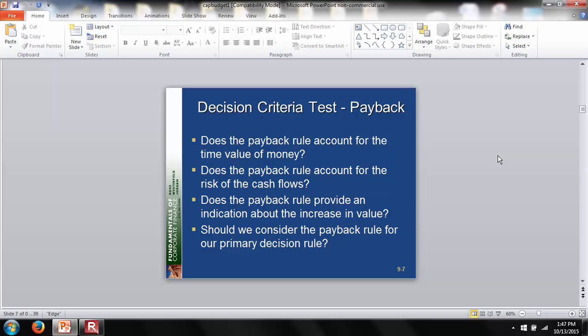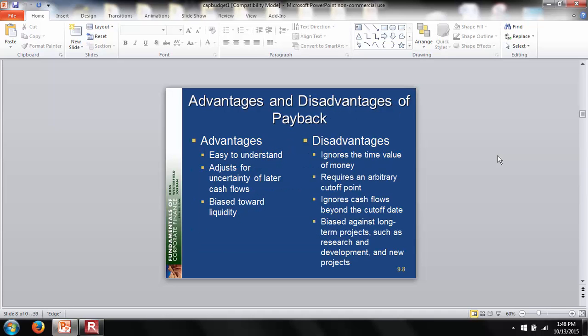Now, if you want to answer some questions here, does the payback rule account for the time value of money? It does not. Does the payback rule account for the risk of the cash flows? It does not. Does the payback rule provide an indication about the increase in value? It does not. Should we consider the payback rule for our primary decision rule? So mainly because of these reasons, we should not be using payback as the primary decision rule.